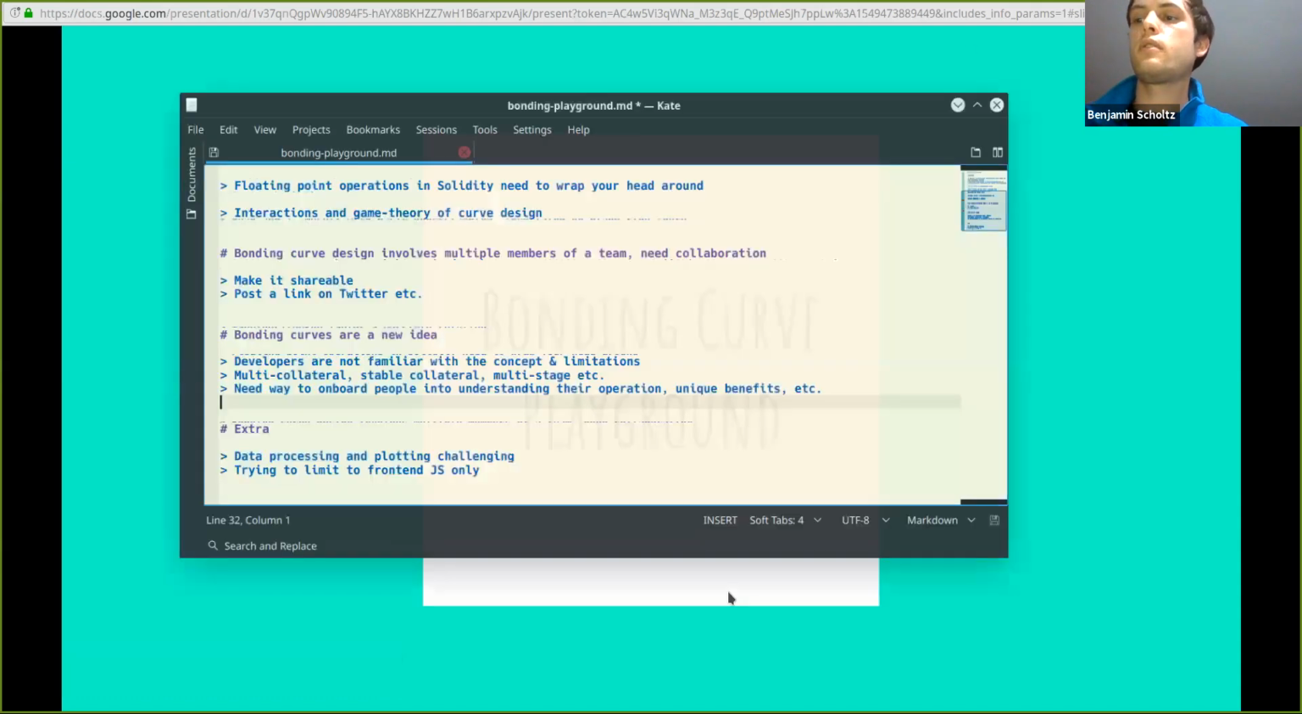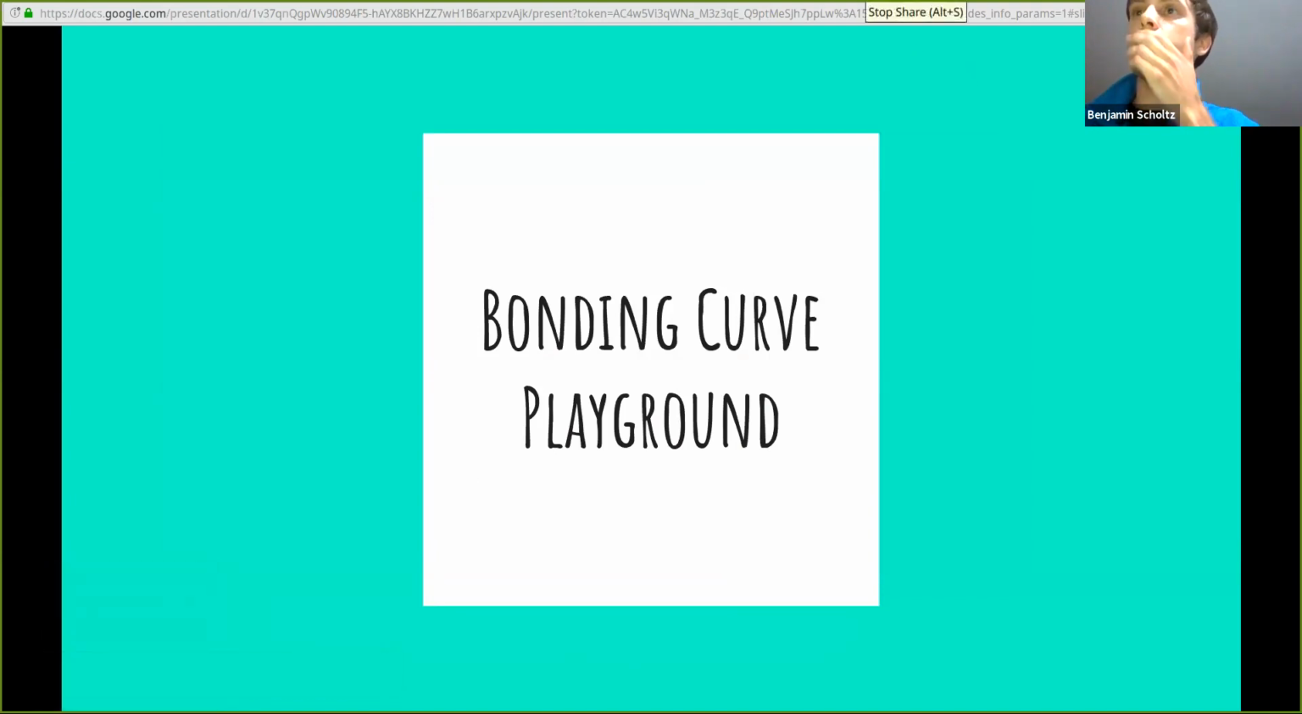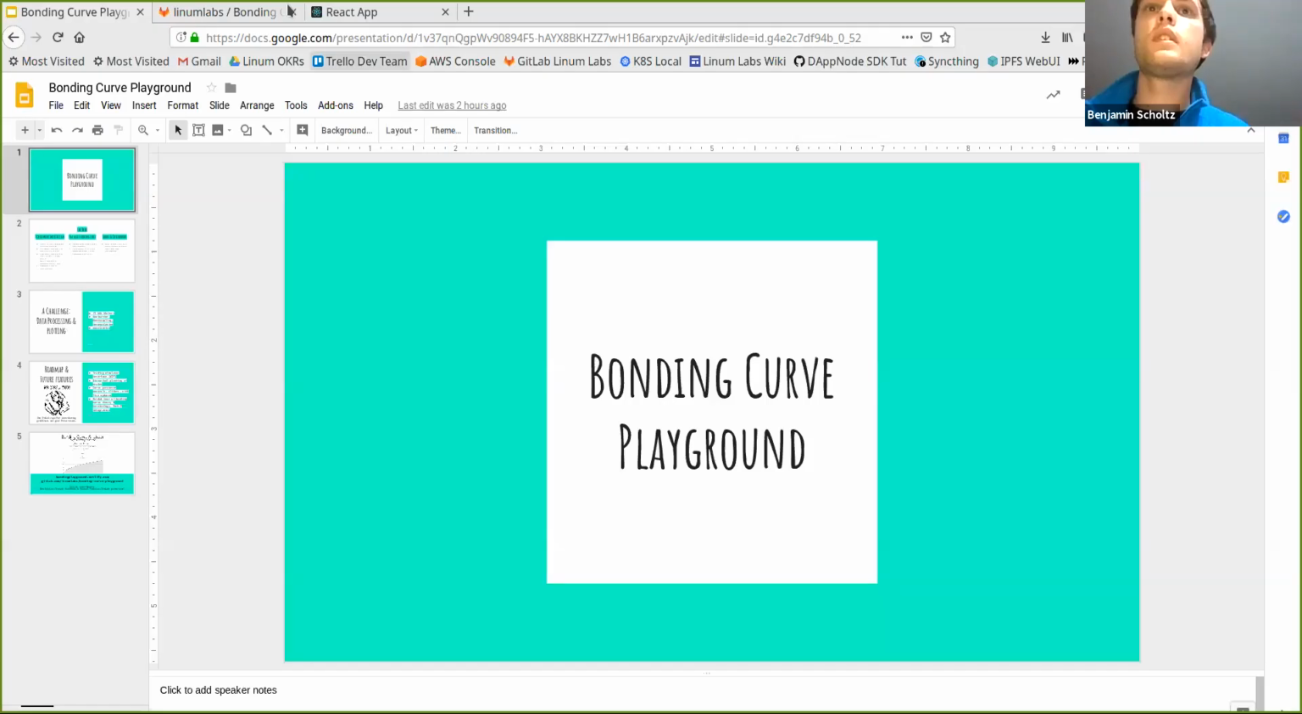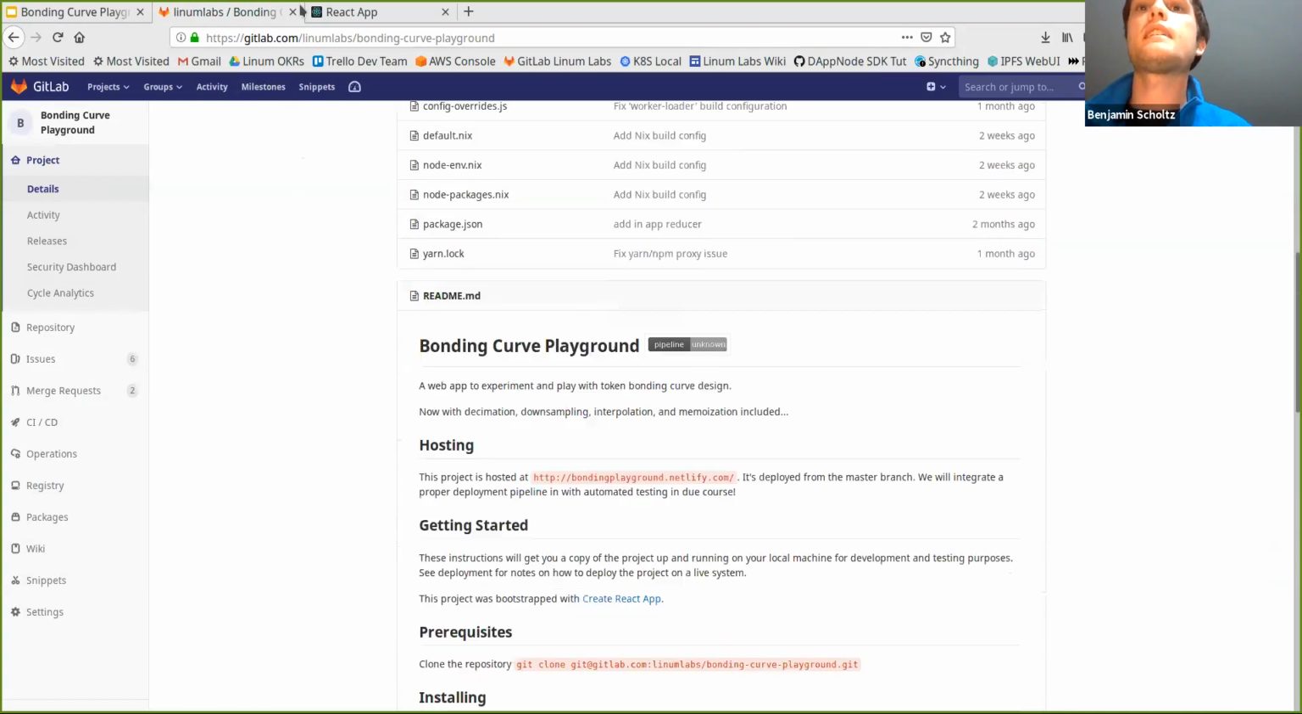Okay, so let me jump across to the actual app just to demo it a bit. We've got an open repo that you can look at in your own time.